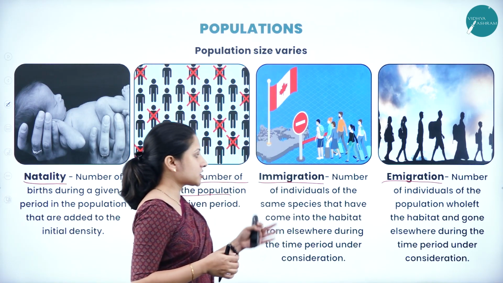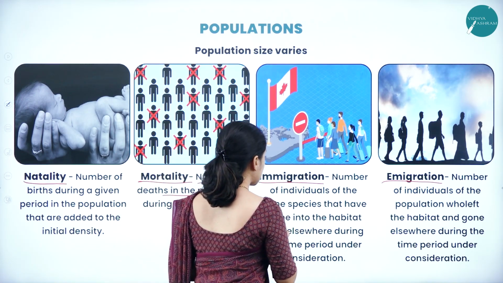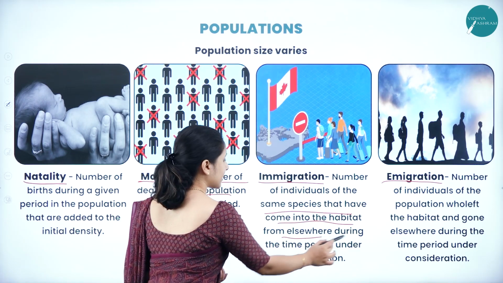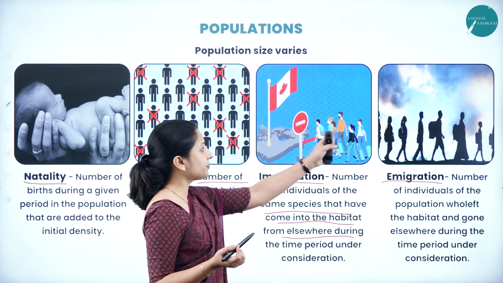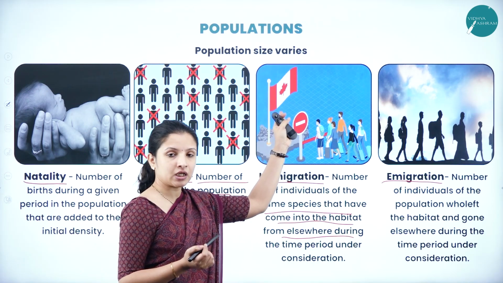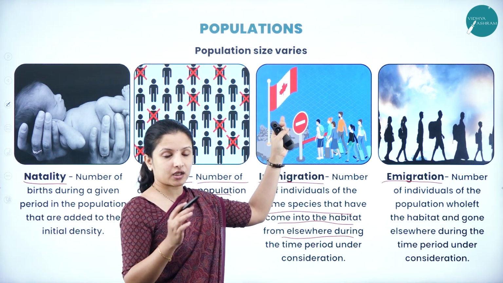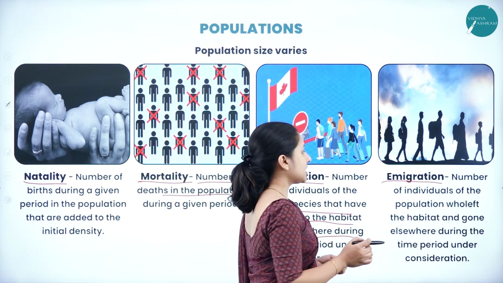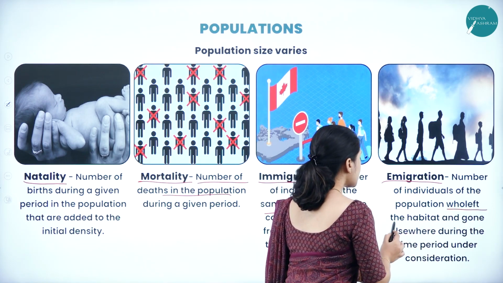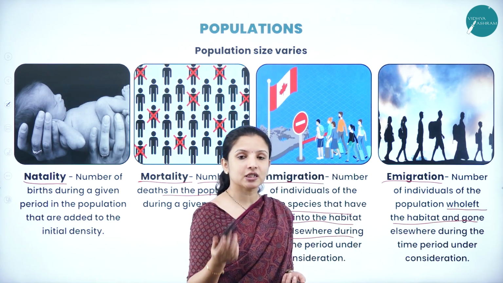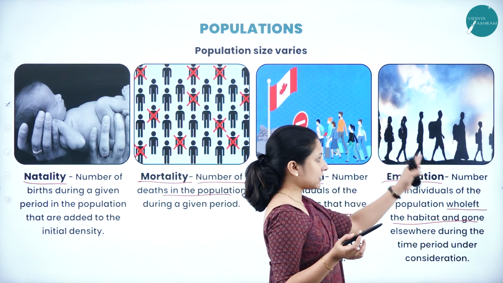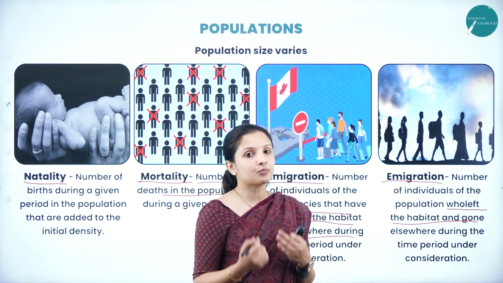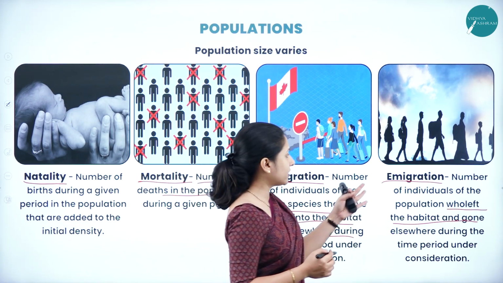Immigration is the number of individuals of the same species that have come into the habitat from somewhere else during a period of time. People entering a particular country will increase the population of that country, and it is called immigration. Next, emigration: the number of individuals of the population who left the habitat and gone elsewhere during a certain period of time. The individuals are moving out of that particular country, therefore decreasing its population. It is called emigration.